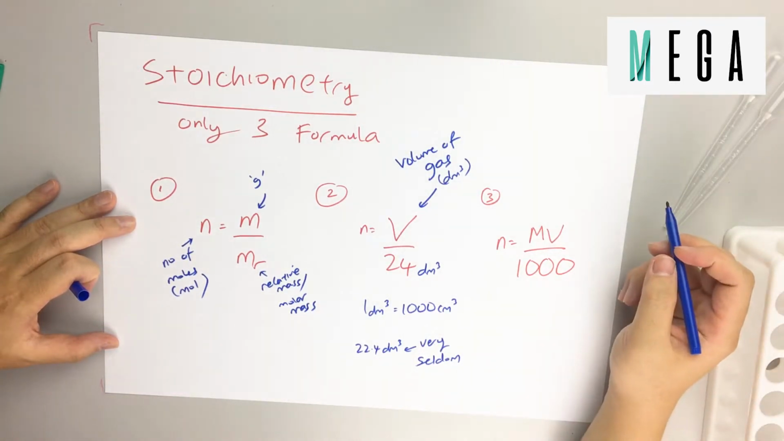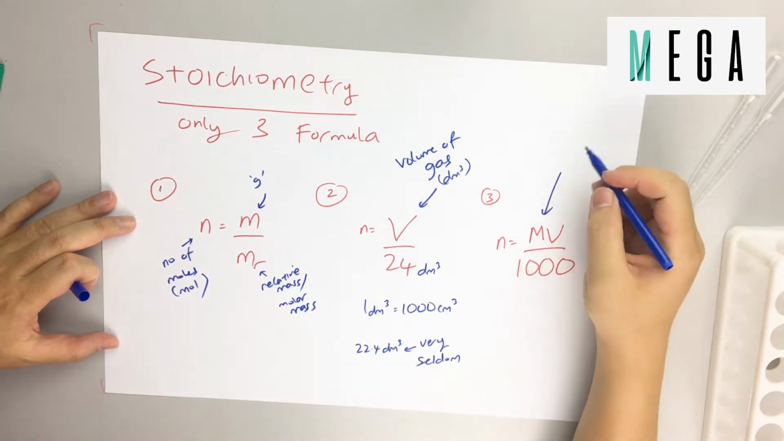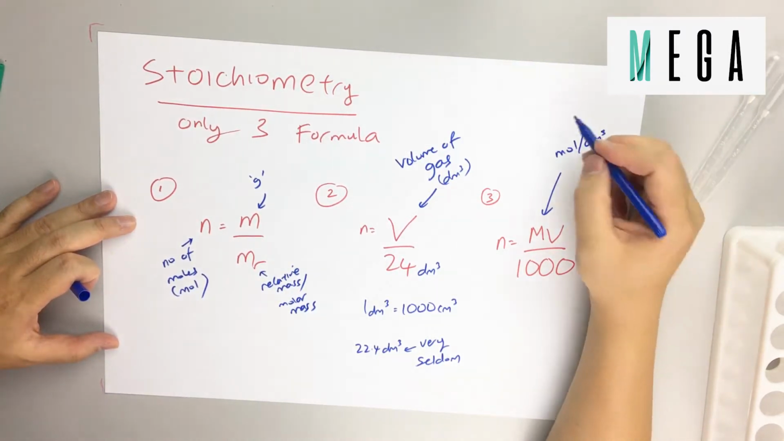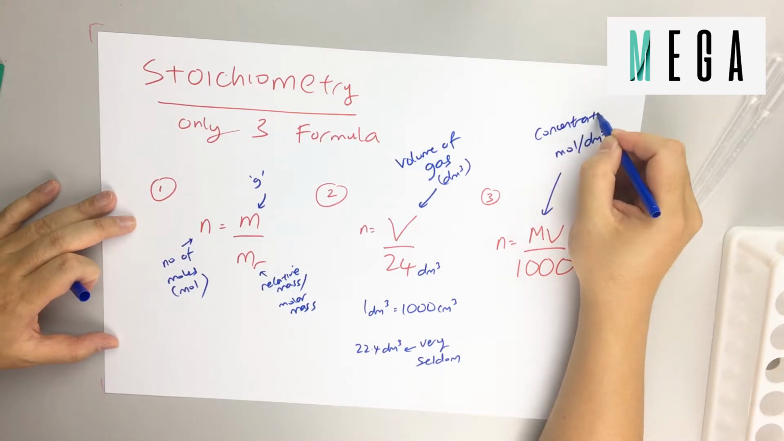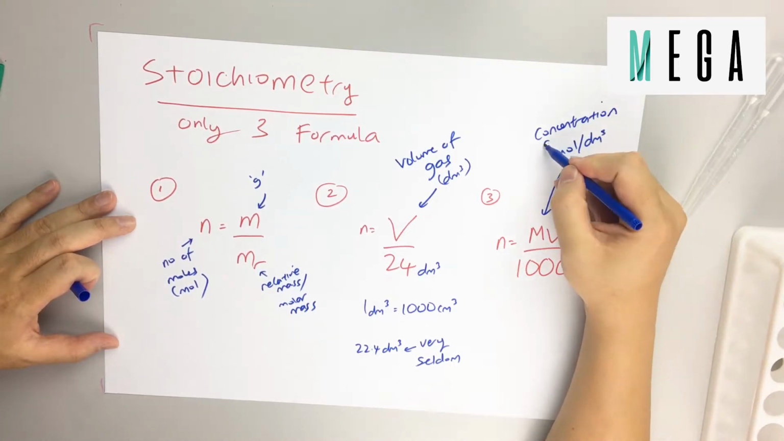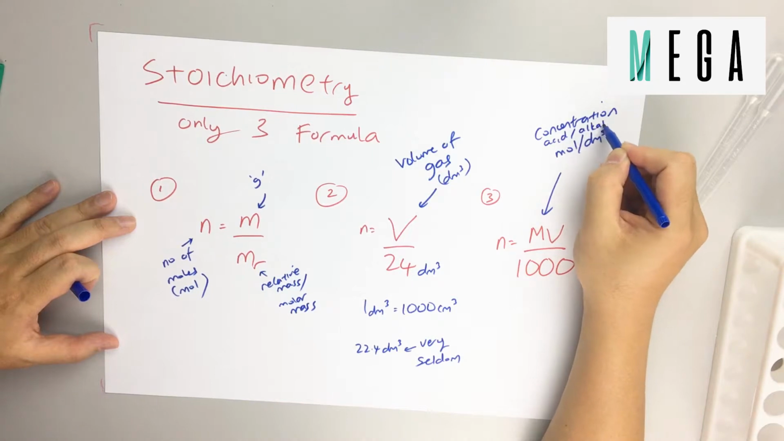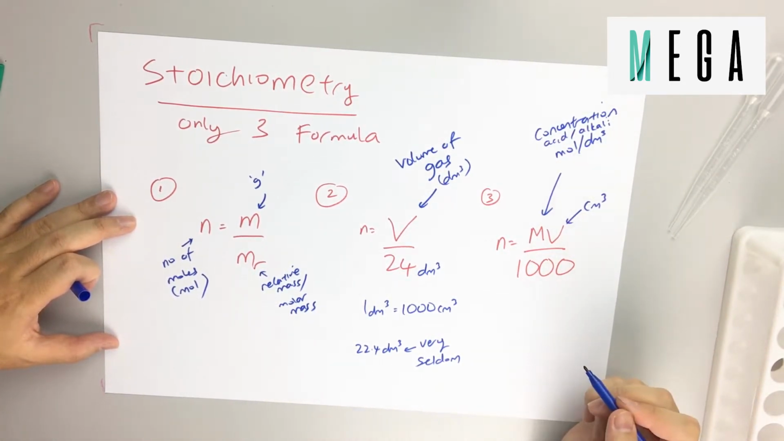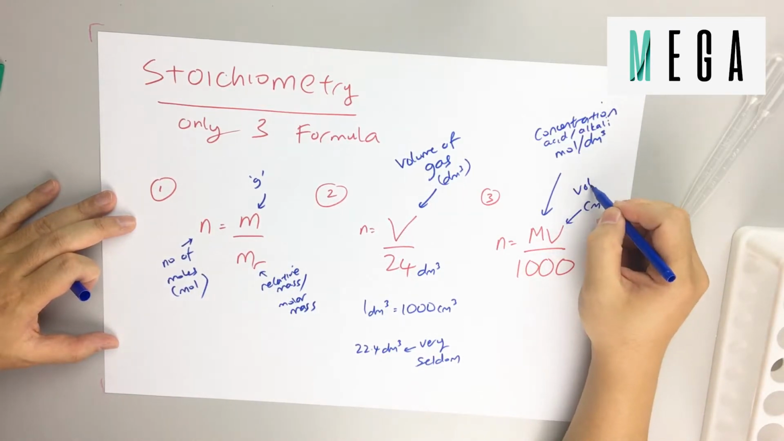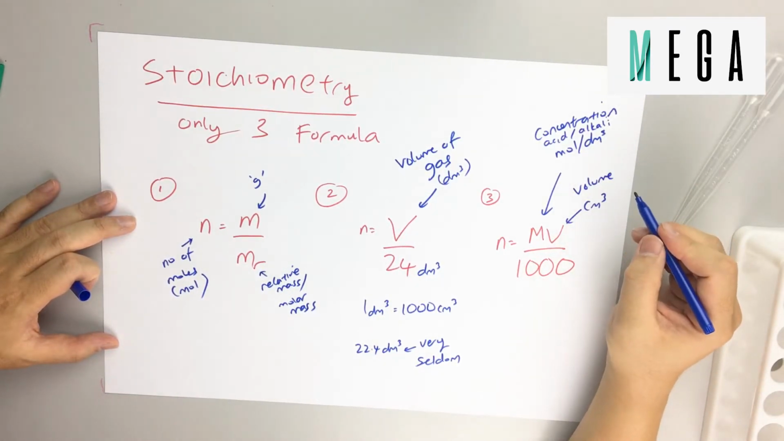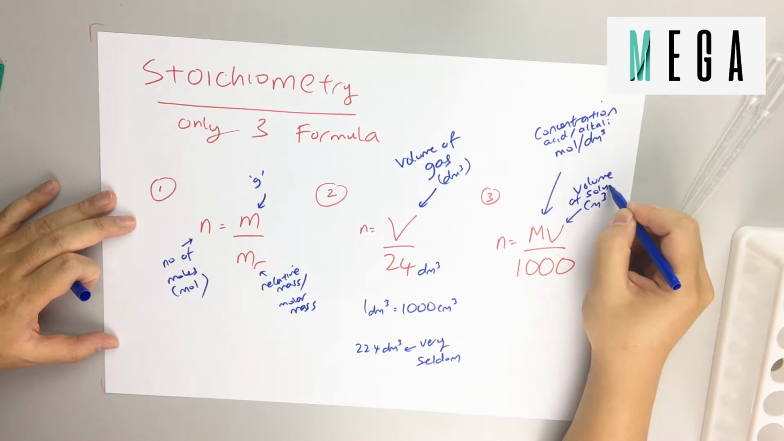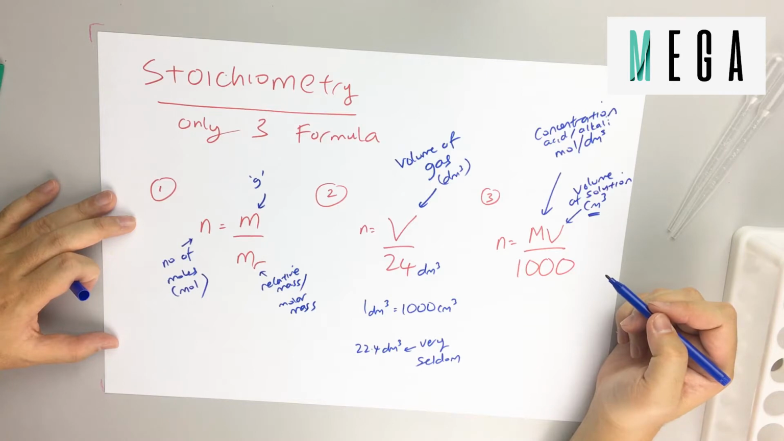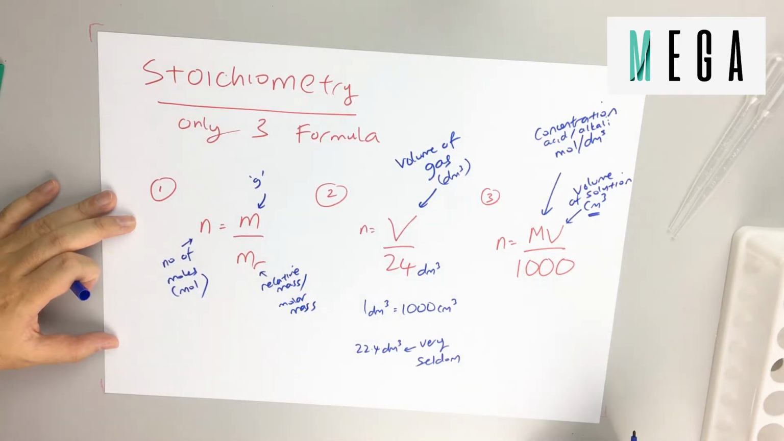So the third will be for concentration. When you see a capital M, or when you see mole per dm cube in the question, remember this formula. So it's concentration, usually for acid and alkali questions. You will have to use this formula. The V on top is in cm cube, so it's the volume of solution. So n equals MV over 1000 is very useful when concentration questions are involved.